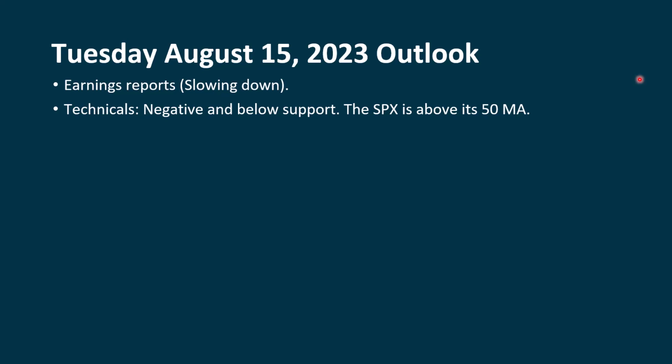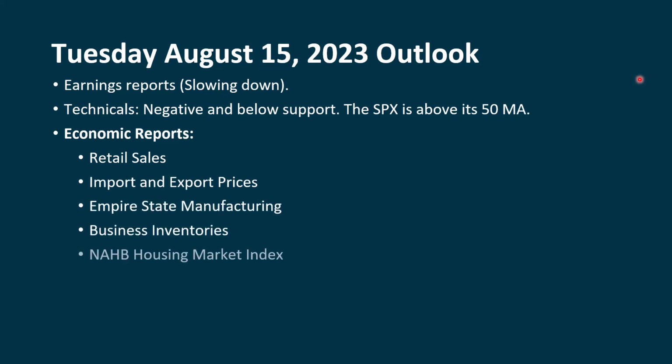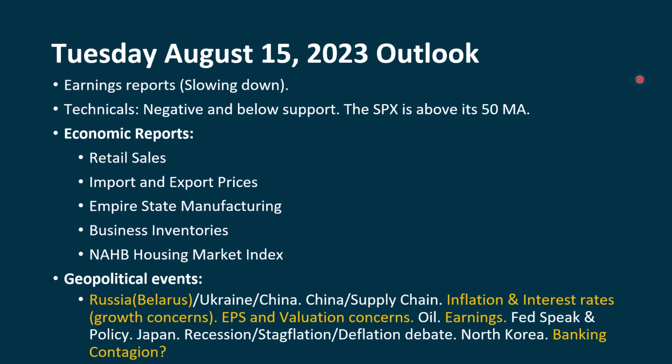Can't take that away. However, as long as we're above the 50-period moving average, there's still some hope that we might get a bounce. As far as the economic reports, we will get the retail sales report. That's a biggie. We'll get import and export prices, the Empire State Manufacturing, business inventories, and the NAHB Housing Market Index. We're keeping an eye on the geopolitical events, but right now it's more technical with what's happening in the market. And will we see a follow-through bounce from those levels?